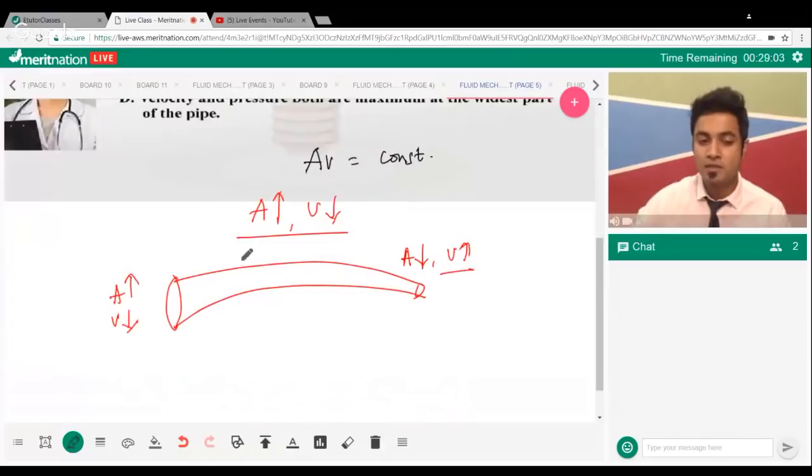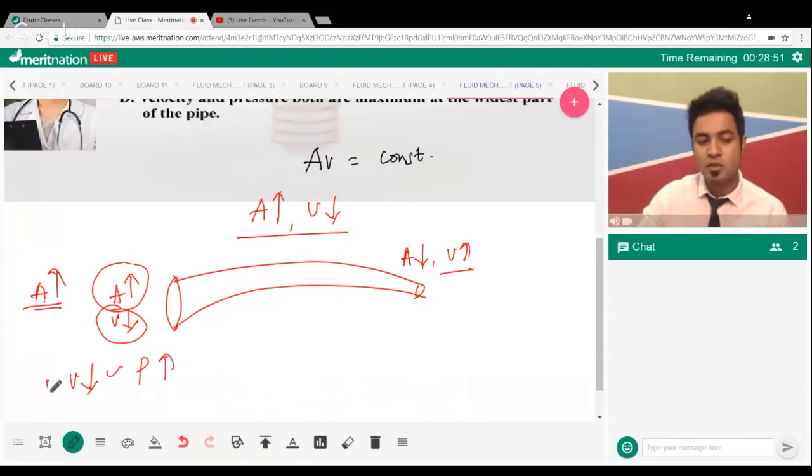So how can we relate this one? You know that at the widest part of the pipe, the area is more. Area is more means the velocity is less. Wherever the velocity is less, the pressure has to be more. This is what Bernoulli suggested.